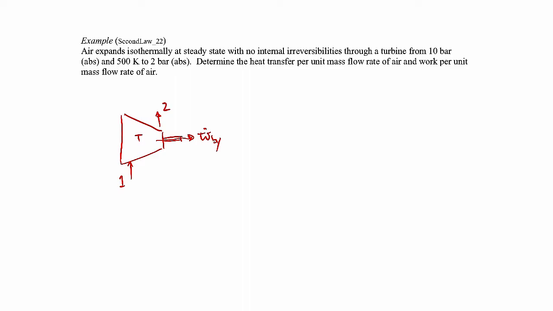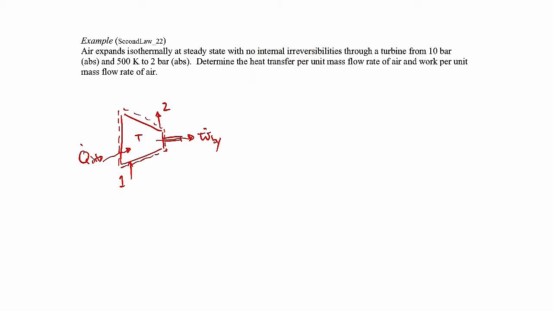So I'm going to put in some heat transfer, and I'm going to make the turbine my control volume. I'll put a dashed line just so everybody knows what control volume I'm working on. And we're asked to find initially the heat transfer per unit mass flow rate for a case where we have no internal irreversibilities. So I'm going to use the entropy equation to find that.